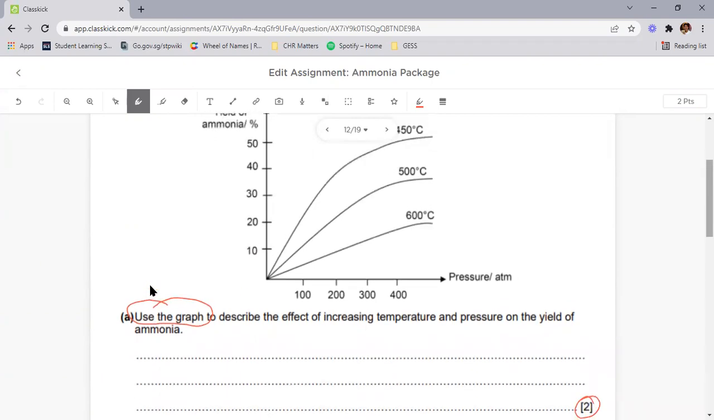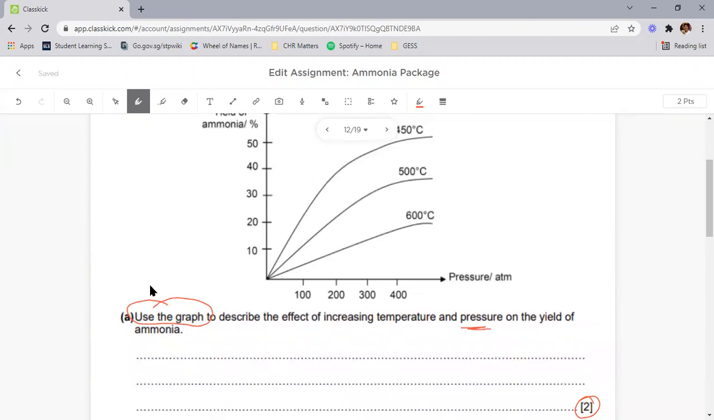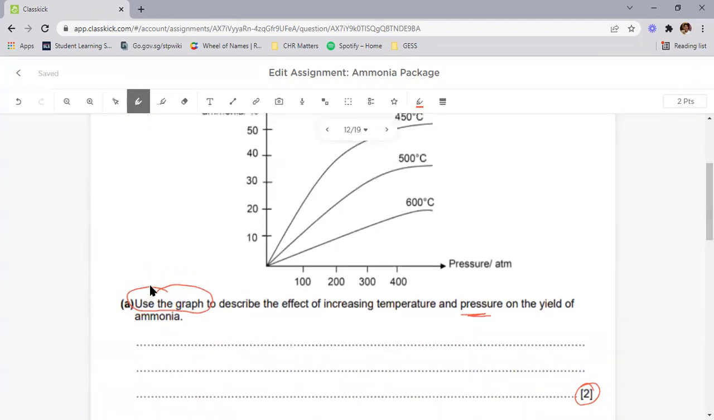So first thing we're going to settle is maybe look at pressure. Let's settle with pressure first. So what we can say is, when pressure increases, the yield of ammonia increases.